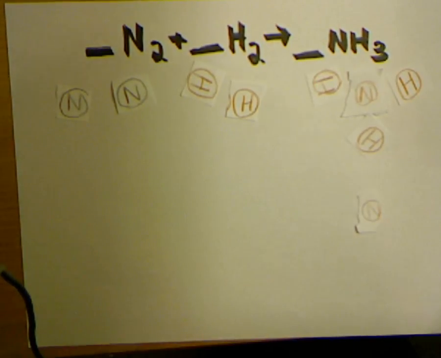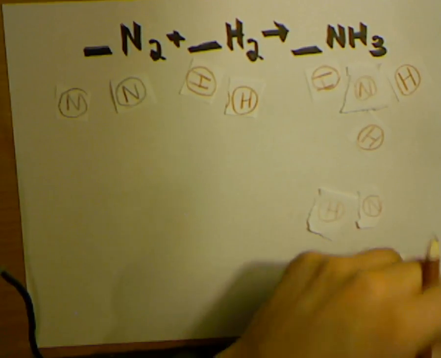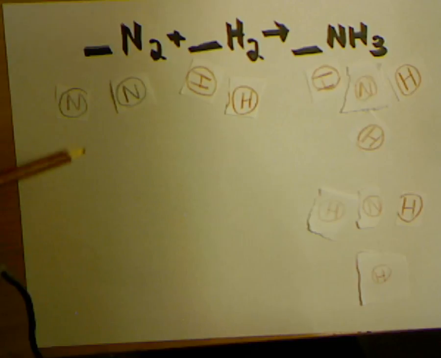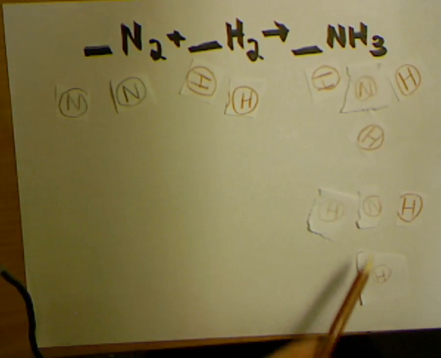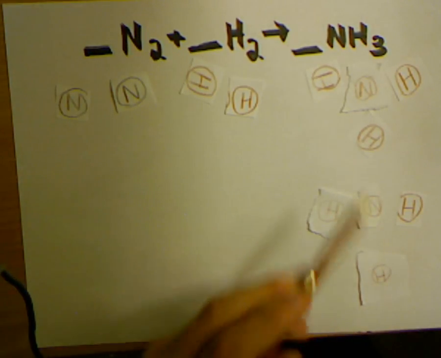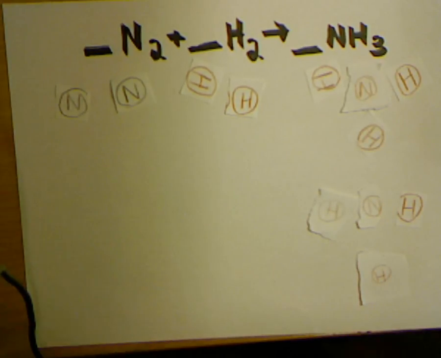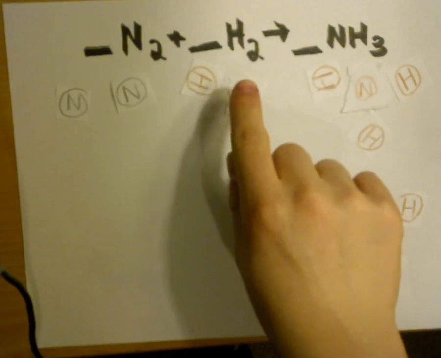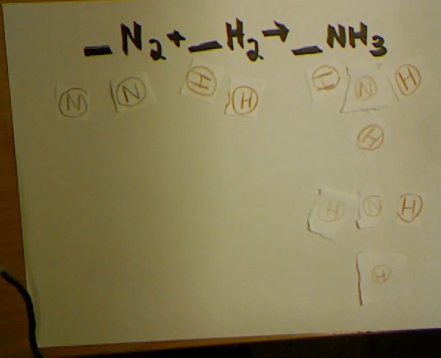So now we have 2 NH3 on this side of our equation. And now look, our nitrogens perfectly balance right there and there. We have 2 nitrogens, but now we have 6 hydrogens. So what we're going to do there is, since we have H2 over here, we can add in 2 more H2 molecules to get a grand total of 6 hydrogens on that side.